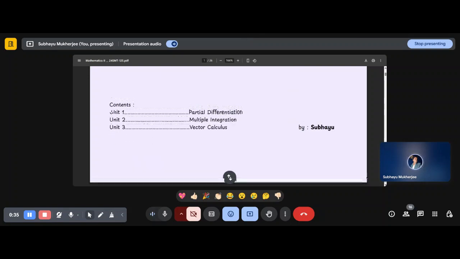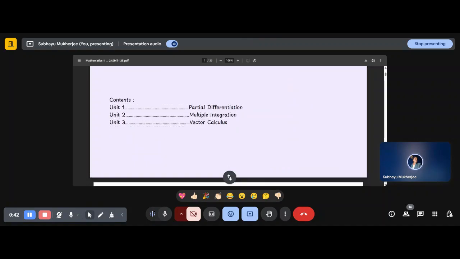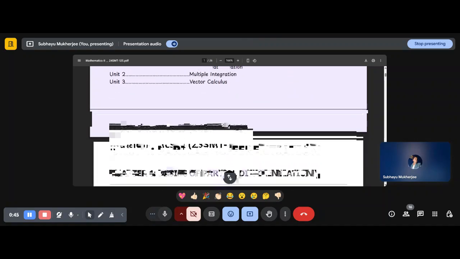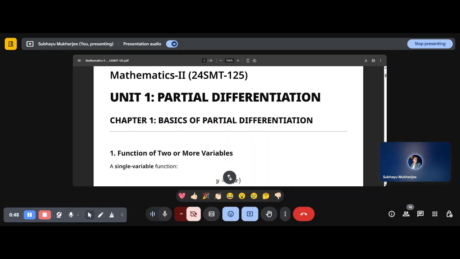So basically, as you might already know, we have 3 units: partial differentiation, multiple integration, and vector calculus. First of all, we have partial differentiation. What is partial differentiation? Before that, let's revise what differentiation is. Differentiation is a fundamental concept which was introduced to us back in class 12 itself. What is a real life analogy or example of differentiation?